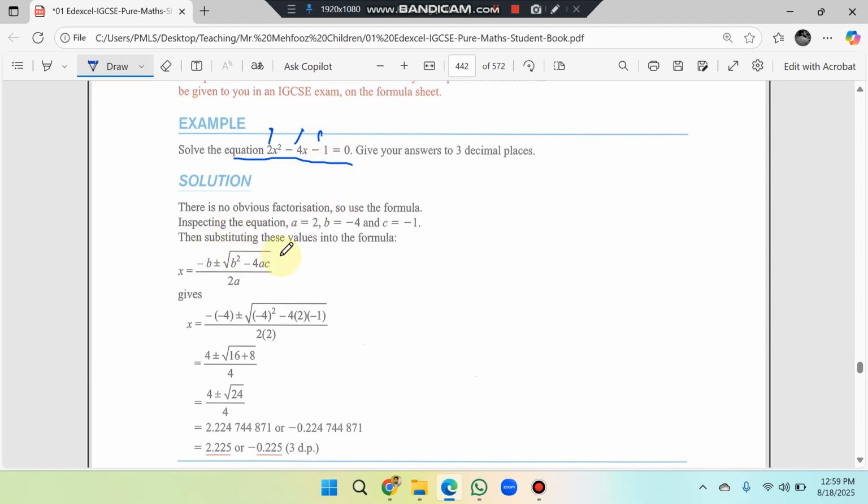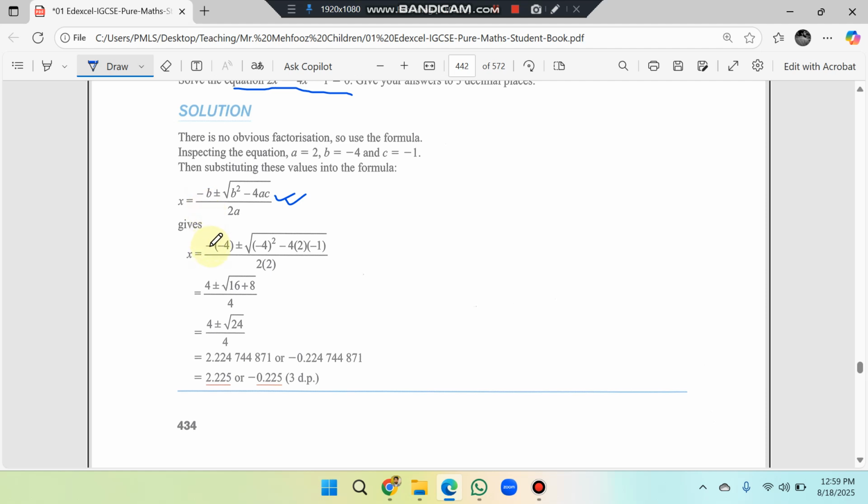So then substituting these values into the formula, x = (−b ± √(b² − 4ac)) / 2a, right? You can see that minus times b, which is −4, so −(−4) ± √((−4)² − 4 × 2 × (−1)) over 2a, that is 2 times 2.